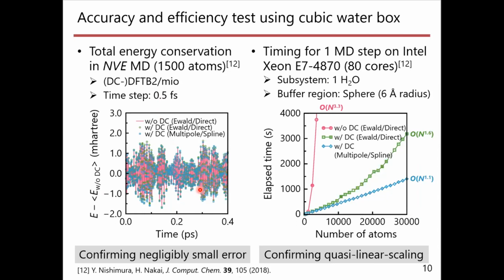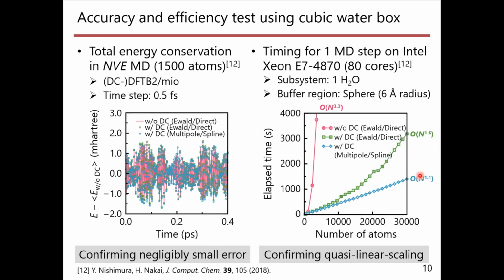And we numerically checked the accuracy and efficiency of the developed algorithm, which is termed multipole spline in this slide. The left figure shows the time course of the total energy in the microcanonical ensemble for a cubic water box containing 500 water molecules. With the choice of appropriate parameters, such as the multipole expansion order and the grid size of cubic spline interpolation, the developed multipole spline algorithm can reproduce the trajectory obtained from rigorous evaluation of charge interaction functions by Ewald summation and direct computations.